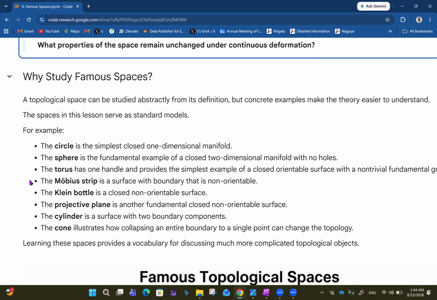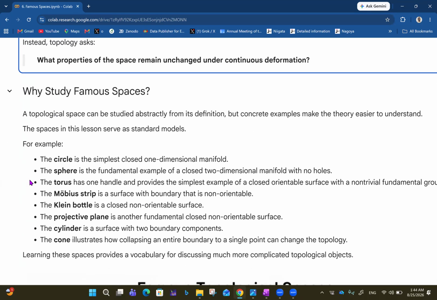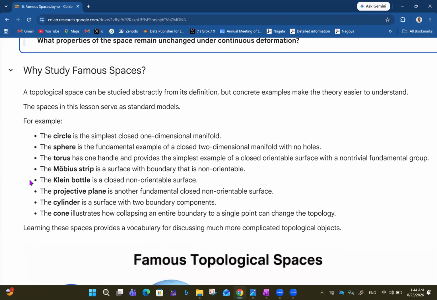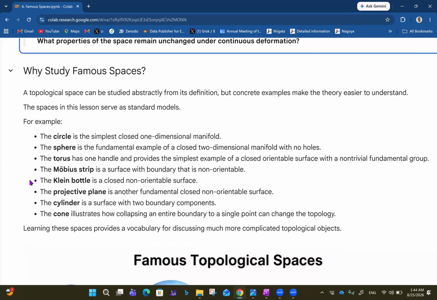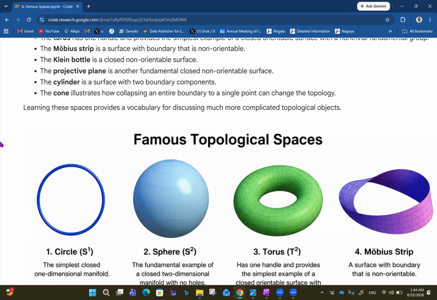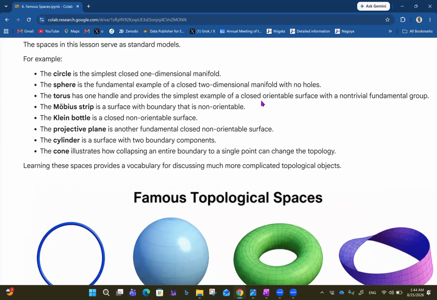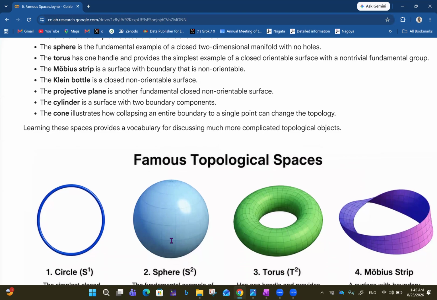So why do we have to study these famous spaces? A topological space can be studied abstractly from its definition, but concrete examples make the theory easier to understand. The spaces in this lesson serve as standard models. For instance, the circle is the simplest closed one-dimensional manifold. So you see the circle here. It is the simplest closed one-dimensional manifold, as you can see. Then the sphere is the fundamental example of a closed two-dimensional manifold without holes, like what you can see here. So it is like a circle in three dimensions.